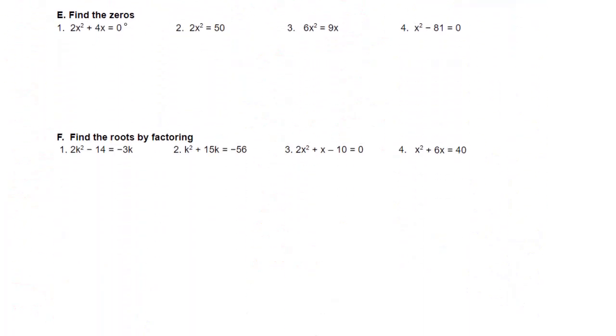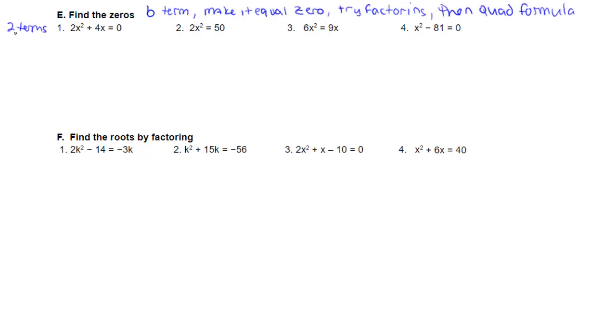In E, we've got some quadratics. There are no b terms, so we're going to make it equal 0 and try to factor it. So let's go ahead and do that. There's 2 terms. We look for a GCF, 2x. We divide it out. We break each factor apart, make it equal to 0, and then we find our x's.